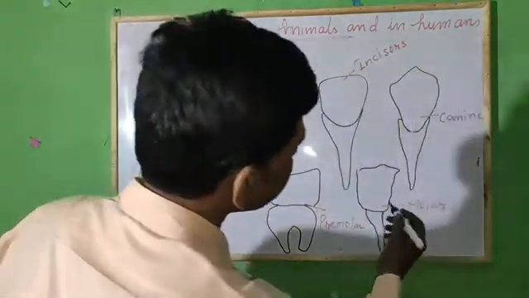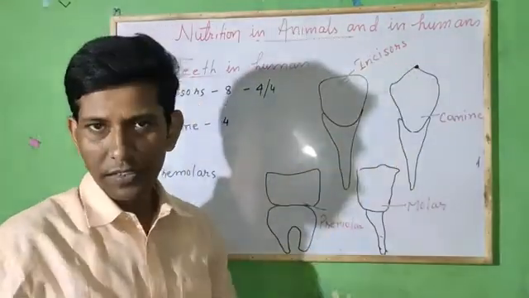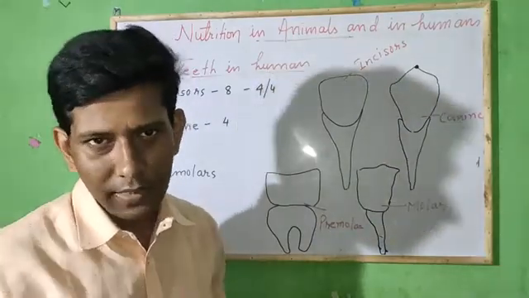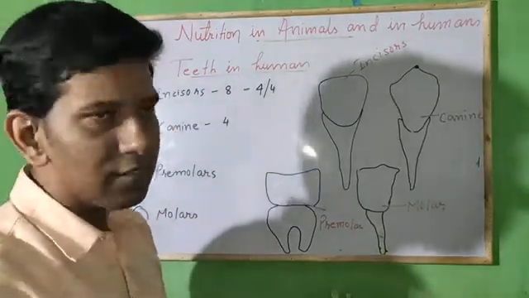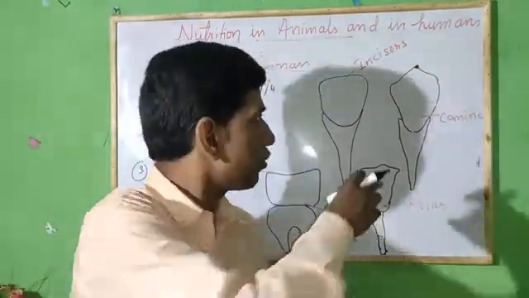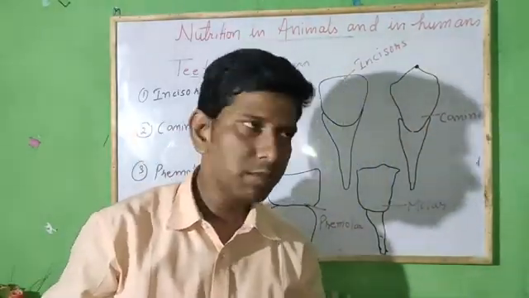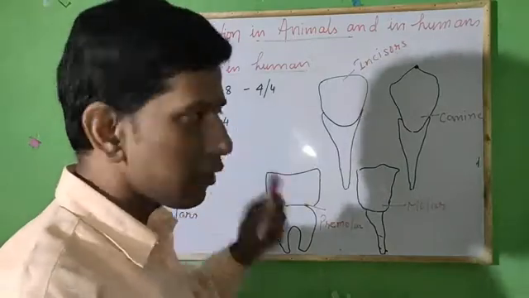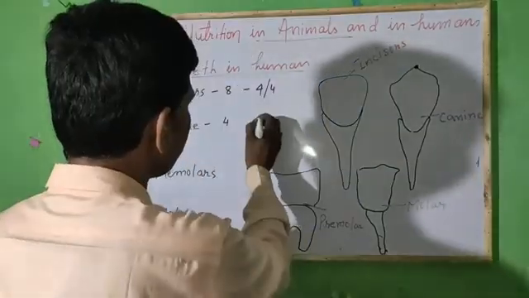You can see canine teeth are here, with a pointed part, and that pointed part is very important in tearing any food item. Your incisor is responsible for cutting and biting the food particle. Your canine, which has the pointed end, is responsible for tearing the food particle, and the total number is 4 in our mouth, 2 in the upper jaw and 2 in the lower jaw.